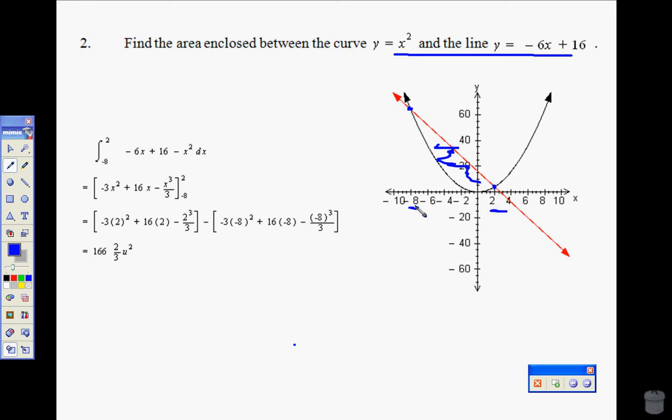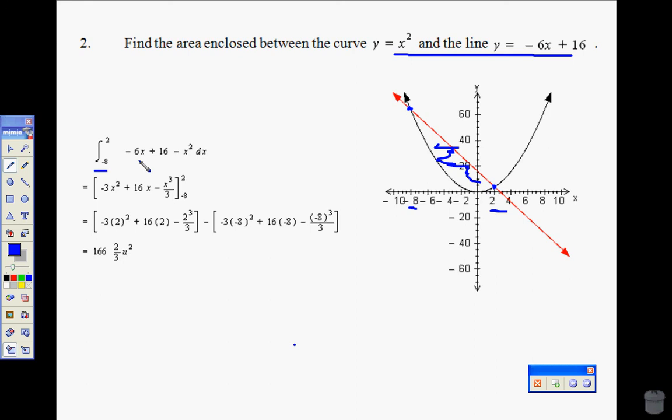So it'll come down to (x + 8)(x - 2), and that gives you your limits of integration. So that's what we can put in there. Minus 8 to 2 is our limits of integration. We get our top curve, minus 6x plus 16, and we subtract our bottom curve, x squared.